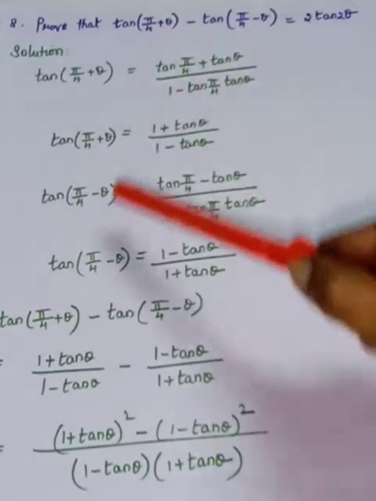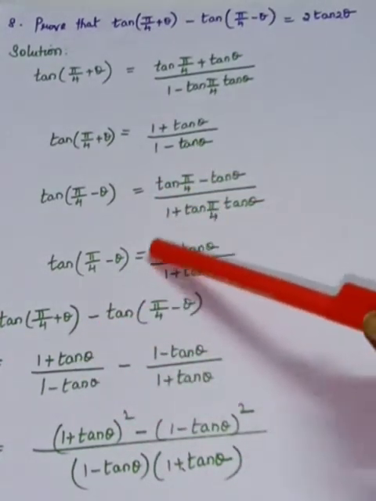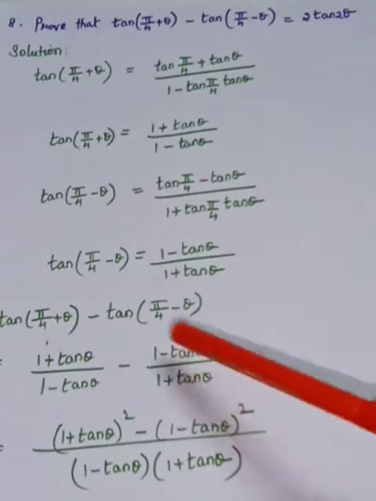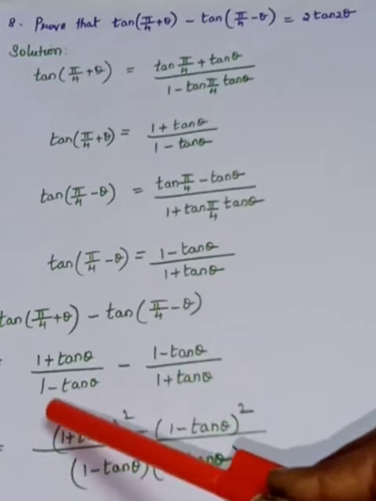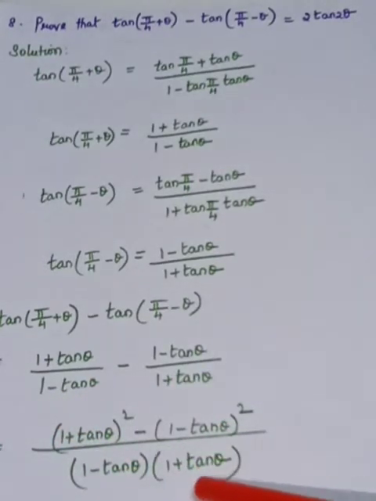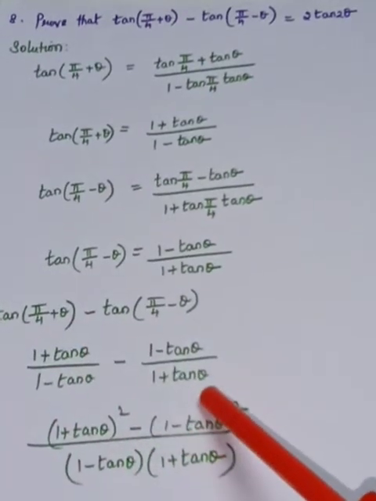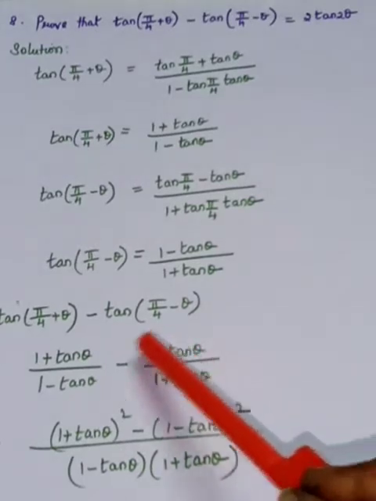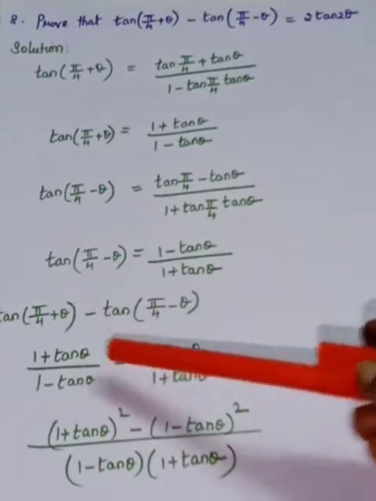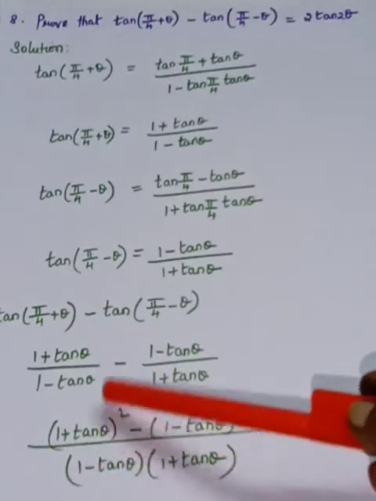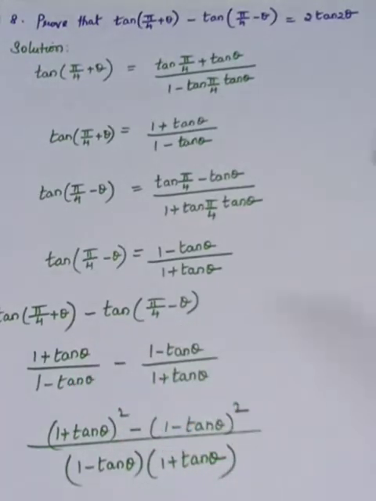What you have to do? You have to do the subtraction. So the first term answer I have written here, and the second term is 1 minus tan theta divided by 1 plus tan theta. In between you have to write minus. Okay, you have to take LCM. So what will be the LCM? 1 minus tan theta into 1 plus tan theta. So this numerator has to be multiplied with 1 plus tan theta, and this term numerator has to be multiplied with 1 minus tan theta. So 1 plus tan theta into 1 plus tan theta is 1 plus tan theta the whole square. In the same way, if you multiply, it is 1 minus tan theta the whole square.